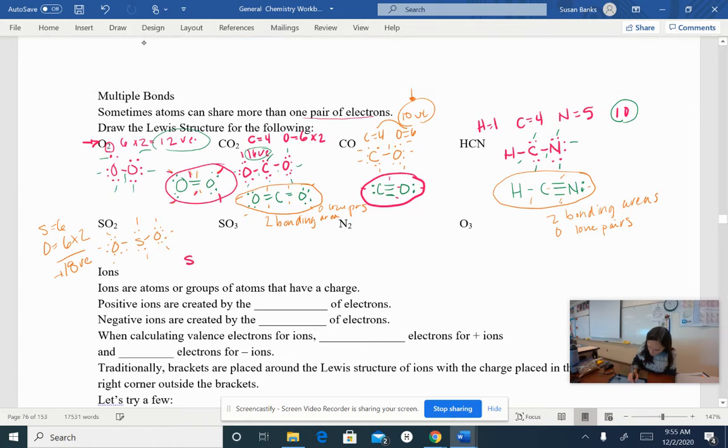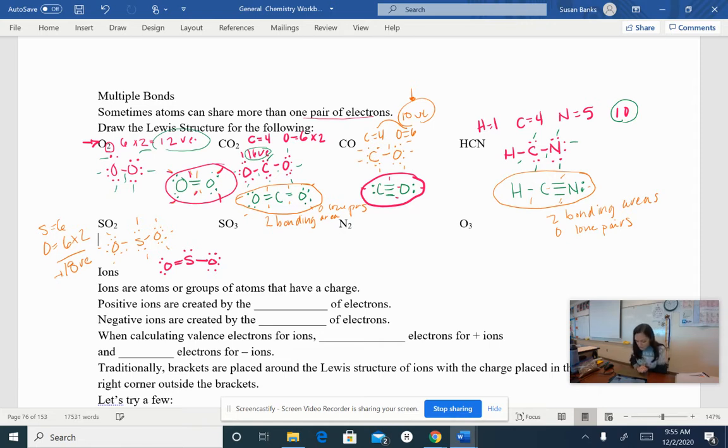I'm going to put sulfur in the middle, put 1 oxygen with a double bond. That oxygen already has 4 electrons, so it needs 4 more to satisfy its octet. Then I'll put a single bond on this oxygen. It has 1 bond, so it's going to need 3 lone pairs to satisfy its octet. And the sulfur has access to 2 electrons here on the right and 4 electrons from the 2 bonds here on the left. So it has 6 electrons. It needs 2 more to satisfy its octet.